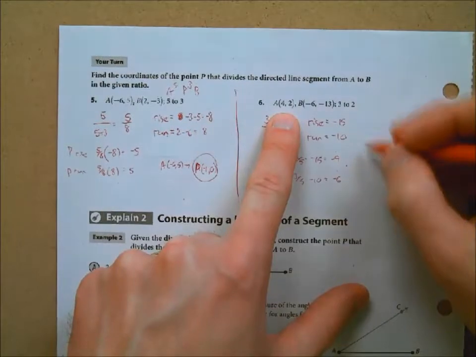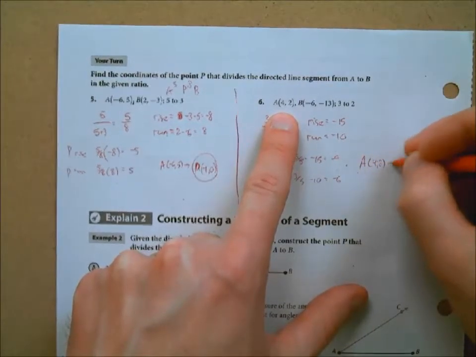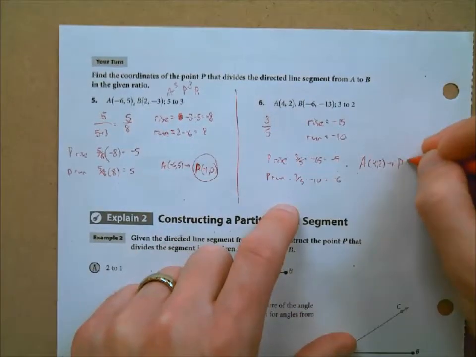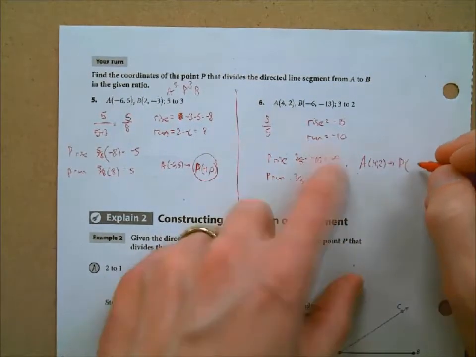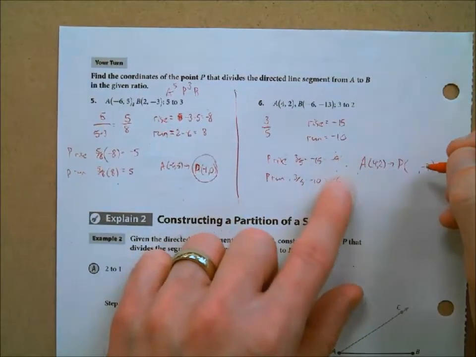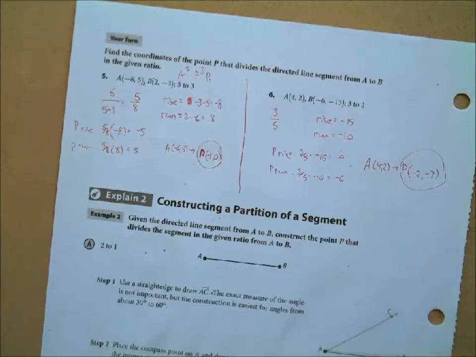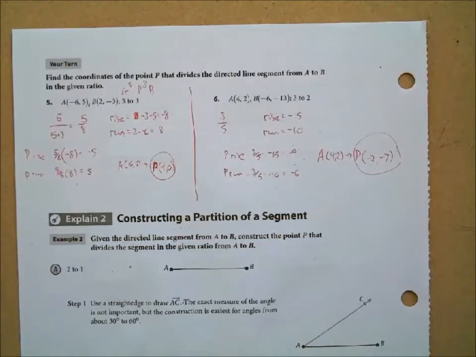So A, which has coordinates 4, 2, will then give us P's coordinates here. So let's see, we're going to go down 9 from 2, so it'll have a coordinate -7. And then left 6, so that'll be -2. So -2, -7 is what we would expect there. Okay, questions on any of that?